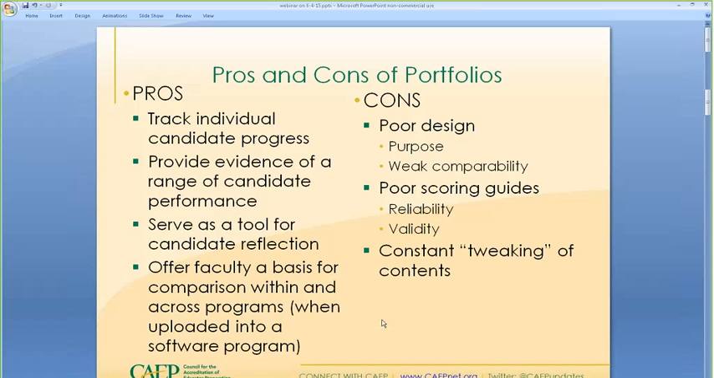Sometimes I think we need to think deeply about the purpose of a portfolio and what we want candidates to be able to demonstrate in those portfolios. So we need to think about that end product as much up front as we possibly can. CAPE is also concerned about the comparability, the interrater reliability of the scorers. Who are the scorers on your portfolios, and how comparable is one portfolio to another, or portfolios across time.